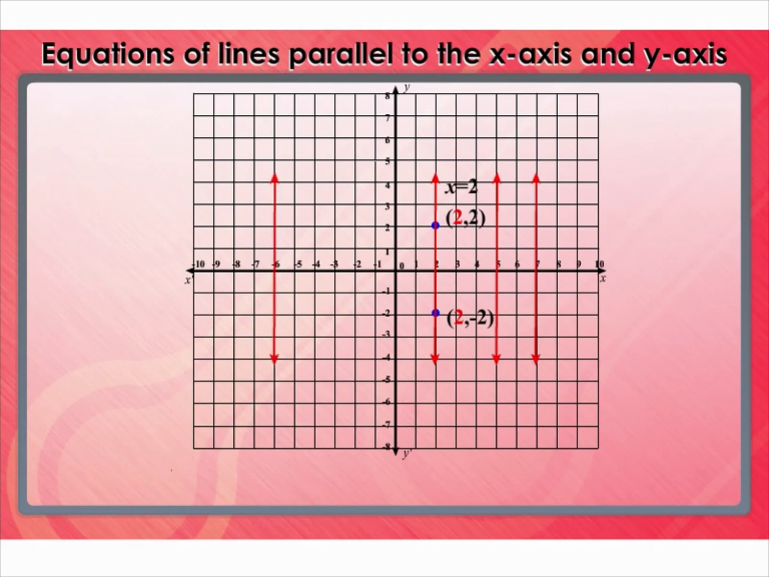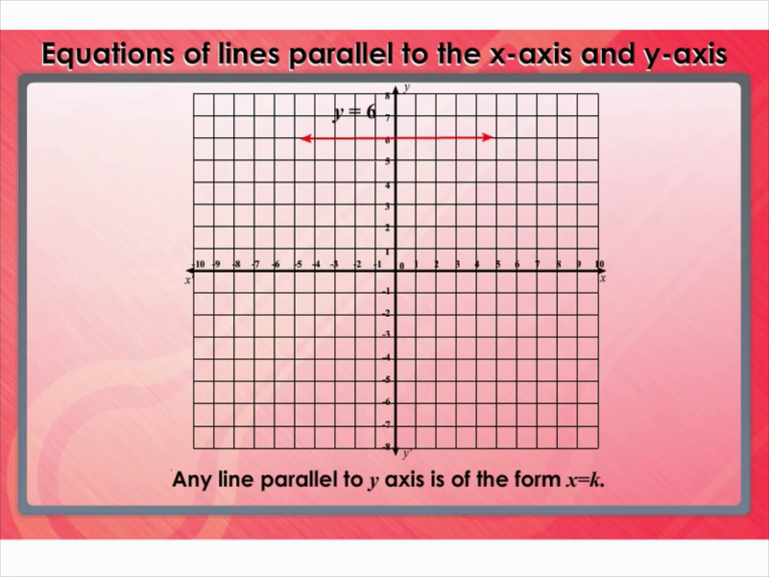Similarly, we can draw other lines that are parallel to the y-axis. The equations of these lines are x equal to 5, x equal to 7, and x equal to minus 6. On generalizing, any line parallel to the y-axis is of the form x equal to k. Now, what happens in the case of the equation x equals 0? The line coincides with the y-axis. So we say the equation of the y-axis can be given by x equals 0.